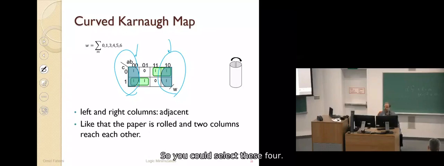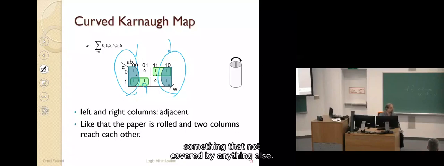So you could select these 4, and it is B naught. And if you look at the essential ones, this green is essential because it has this star. The star means that it has something that's not covered by anything else. The other green one is essential, and also the blue one is essential because it has these two ones that are not covered.